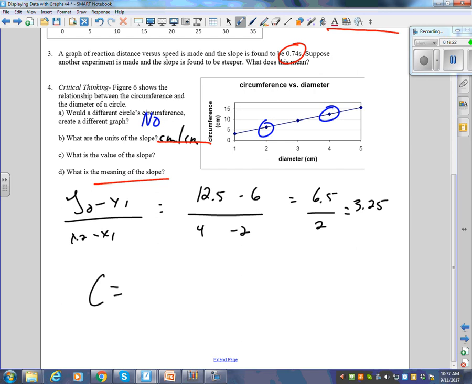Is it not pi times d? Right? You guys know that, right? Yeah. Okay, now, what is the value of the y here? It is circumference. That's the y. And what is the x? Diameter. So c over d is the slope. Can I rearrange this so it says c over d? How do I do that?